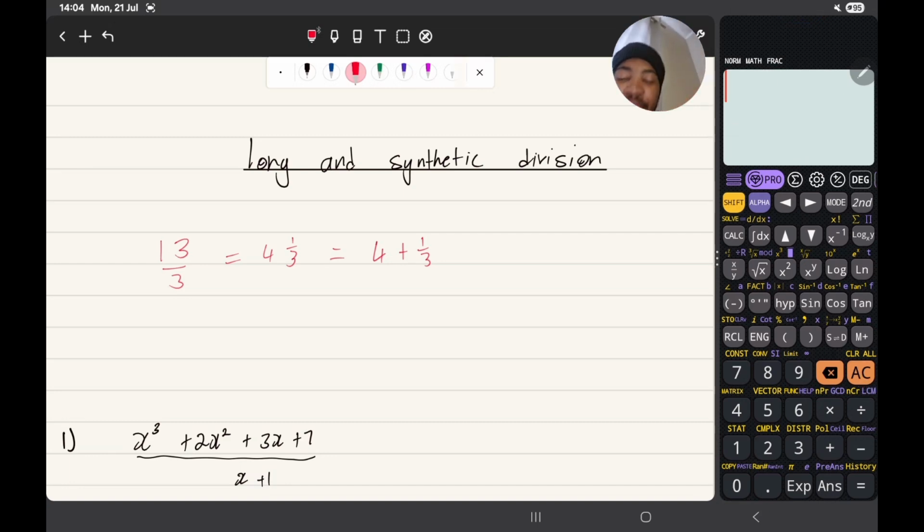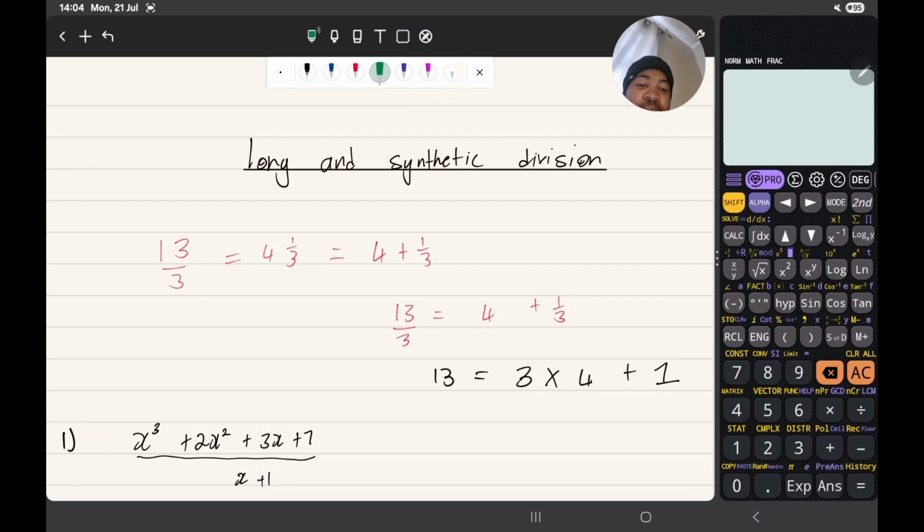What's really important here is 13 over 3 equals 4 plus 1 over 3. When we divide 13 by 3, we get 4 full whole numbers and 1 over 3, right? Another way of writing this: 13 is equal to 3 multiplied by 4, plus 1.